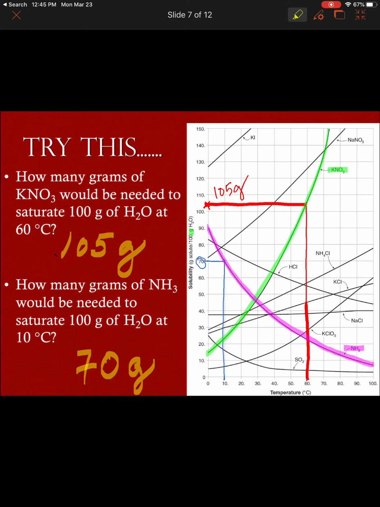So this is how we're going to use table G. We're going to isolate the curve in question, and then we're going to use the information given, whether it's temperature or grams of solute, to find the missing value. Okay? So let's do a couple more.